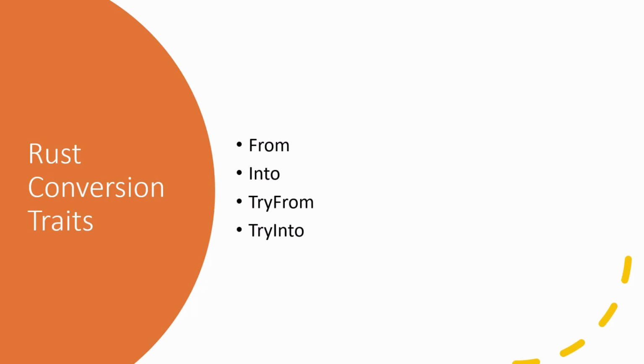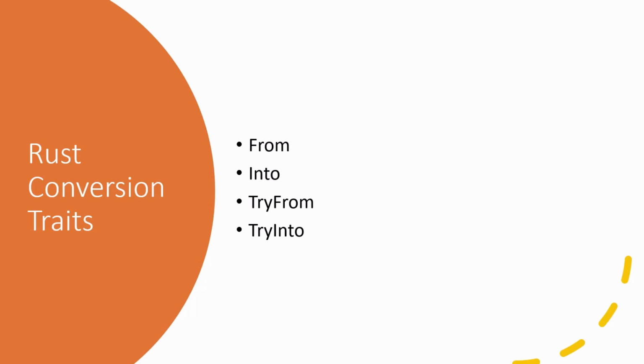The Into trait is the opposite of the From trait. It allows you to define how an instance of a type can be converted into another type. Instead of implementing it for the target type, you implement it for the source type. One should avoid implementing Into and implement From instead. Implementing From automatically provides one with an implementation of Into under the hood.